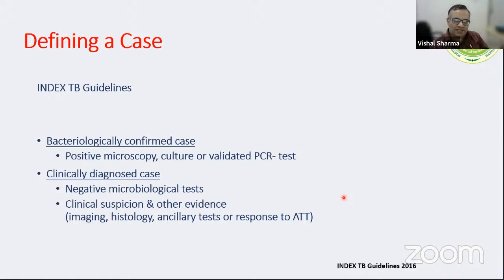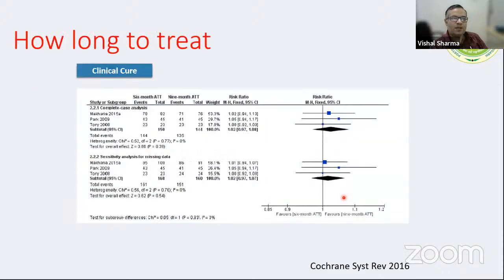So how do you define a case? The Indian extrapulmonary TB guidelines either say it's a bacteriologically confirmed case, so you have a positive microbiology culture or a validated PCR like GeneXpert, or you have a clinically diagnosed case. Let's say these microbiological tests are negative, but the clinical symptomatology is suggestive, and then there is other evidence in the form of granulomas, and then you say that this is a clinically diagnosed case.